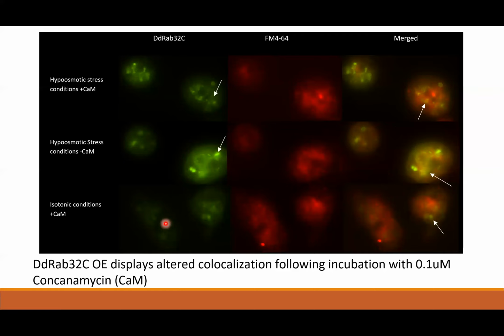I checked just under isotonic conditions with concanamycin to see if there was a difference there because previously we did see colocalization with calmodulin, the marker protein, under isotonic conditions. You can see that there are areas of green and areas of red, but they do not overlap. So it appears as well that under isotonic conditions, concanamycin also inhibited the co-localization of Rab32C with the contractile vacuole network.